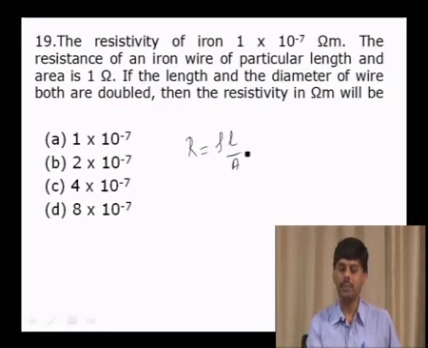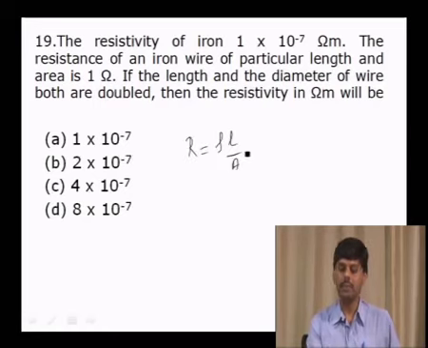This is a proportionality constant and it only depends on the temperature and the material, which material we are using. Only depends on these two. If you are changing the diameter, or increasing the length, or decreasing the area, whatever it may be, the resistivity of the material does not change. So, resistivity does not depend upon the dimensions of the wire, therefore, resistivity remains the same. Hence, the correct answer is the first one, 1 into 10 raised to minus 7.